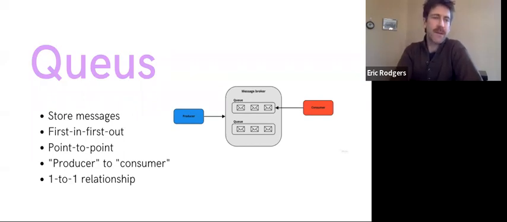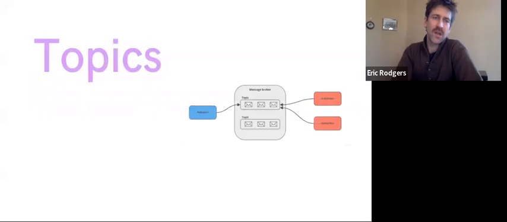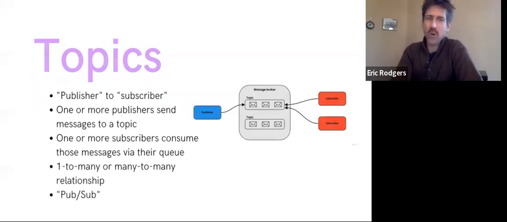And that brings us to topics. Topics behave more like a broadcast. They're basically a logical configuration on top of queues that form them into groups. Think of a topic like a category. Each topic can have multiple publishers providing messages to that topic and multiple subscribers consuming those messages. This publisher and subscriber relationship is often referred to as pub/sub.